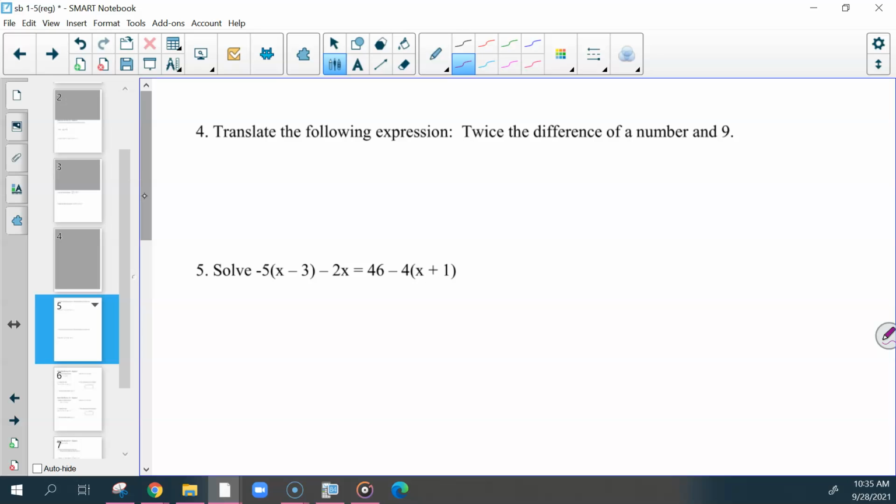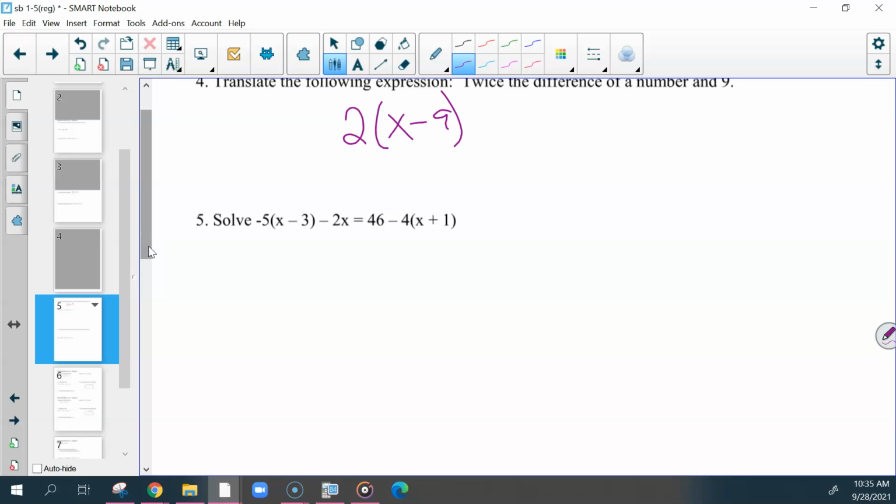Number 4, translate the following expression: twice the difference of a number and 9. We're multiplying 2 times whatever this is. We're subtracting a number and 9. Whatever variable you want and subtract it. And then number 5, we needed to solve.